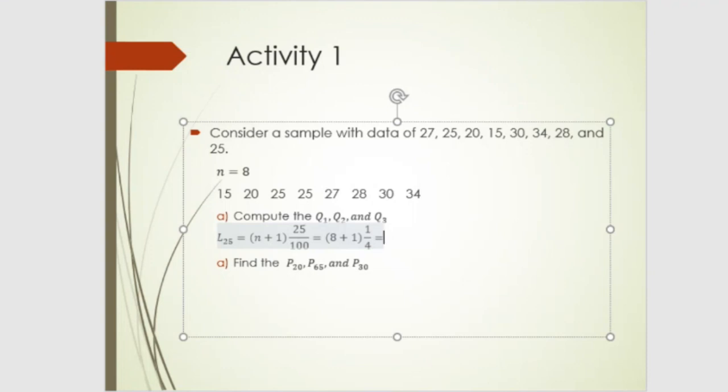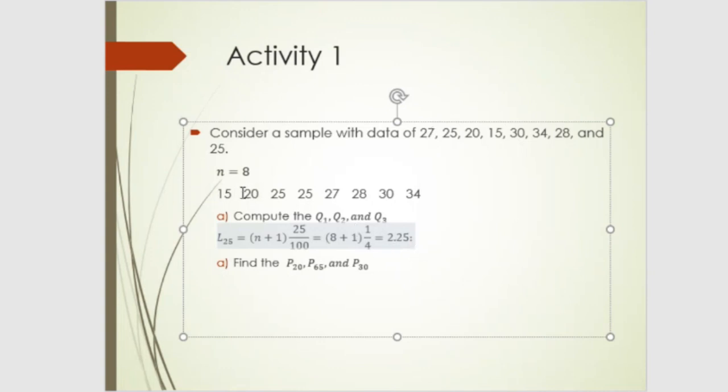9 times 1/4. That's 25% of 9. If 50% is 4.5, then it's 2.25. What is the final answer? If you're using the Casio, you just type it in the way it is, and it should give you the final answer. Then you press SD to convert to decimal. 2.25.